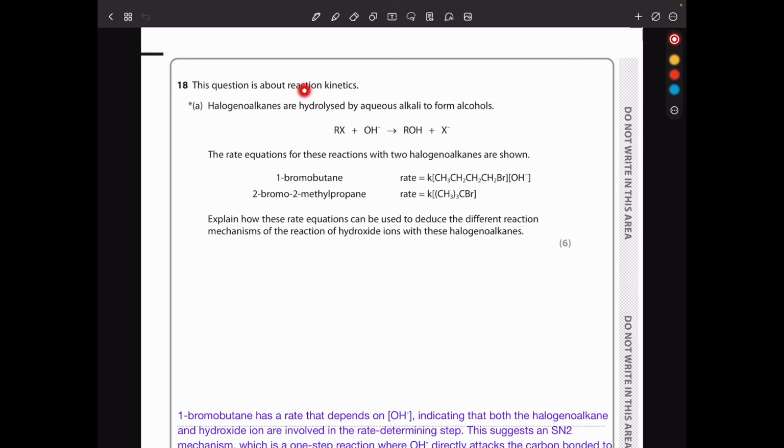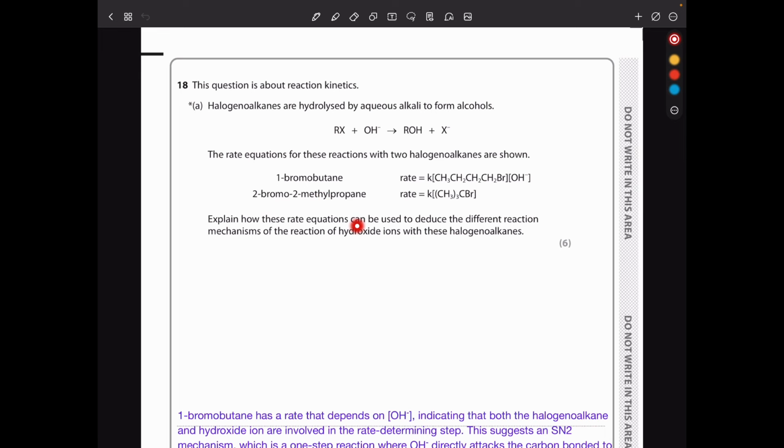This question is about reaction kinetics. Halogenoalkanes are hydrolyzed by aqueous alkali to form alcohols, like we see here. The rate equations for these reactions with 2 halogenoalkanes are shown. So we see 1-bromobutane and then 2-bromo-2-methylpropane.